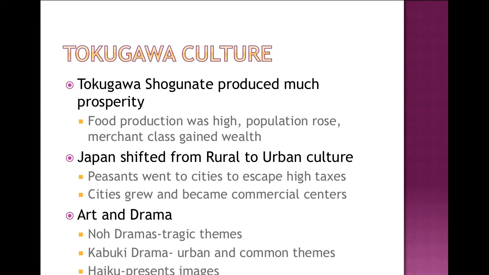Under Ieyasu and all the Tokugawa shoguns, culture really thrives. Food production was high, the population was really high, and the merchant class started to gain a lot in wealth. This caused Japan to shift from a rural culture to an urban culture. Peasants started to see the merchant class get rich. They wanted to escape taxes, so they started to move to the cities.